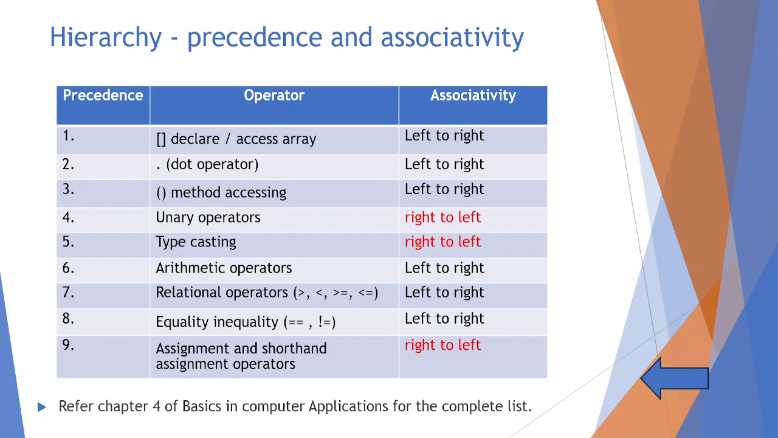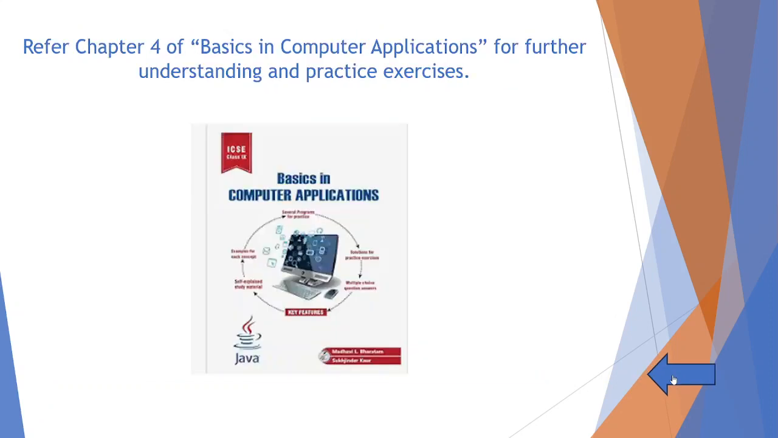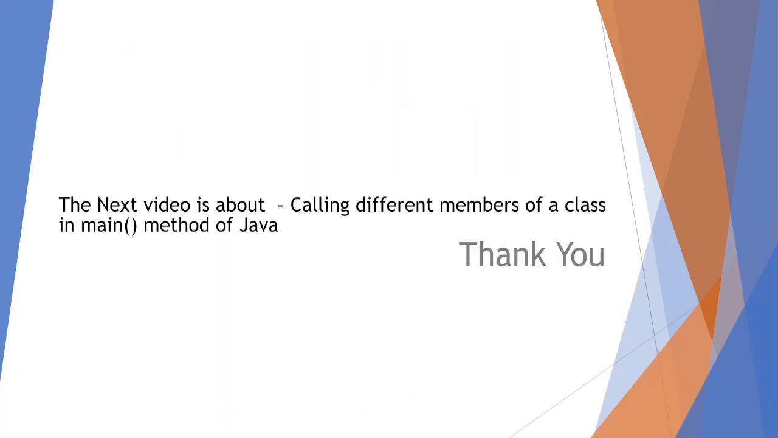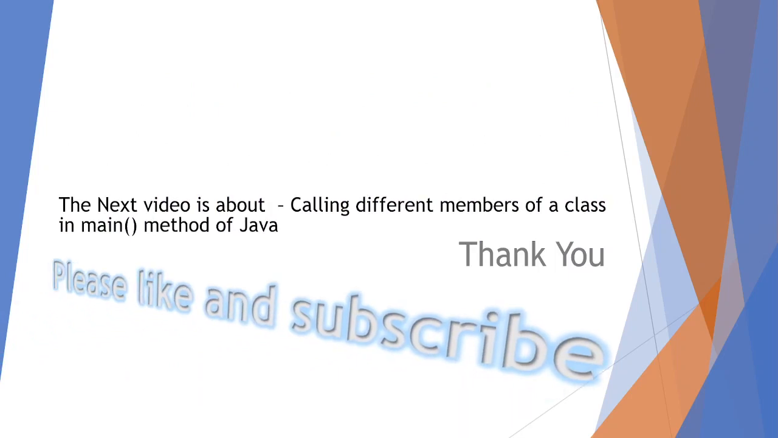You know this, 1 to 9, square bracket, the same operator list I have given. But the associativity for unary operators is right to left, typecasting is right to left, and assignment and shorthand assignment operators are from right to left. Refer to chapter 4, Basics in Computer Applications, for the complete list of hierarchy of precedence and associativity. Chapter 4 has all these things, counters, evaluating expressions and examples. So please go through it. The next video is about calling different members of a class in the main method of Java. Thank you.